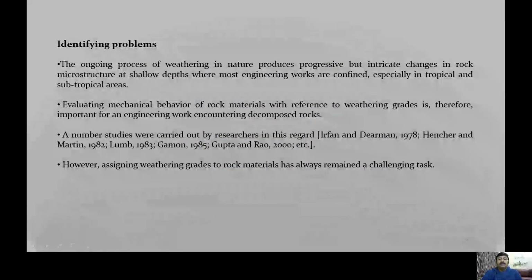So, if we state the definition of the problem, we can state it like this: the ongoing process of weathering in nature produces progressive but intricate changes in rock microstructure at shallow depths where most engineering works are confined, especially in tropical and subtropical areas. Evaluating the mechanical behavior of rock materials with reference to weathering grades is therefore important for engineering work encountering decomposed rocks. A number of studies have been carried out by several researchers in this regard, and here are some examples to name a few. However, assigning weathering grades to rock materials has always remained a challenging task.